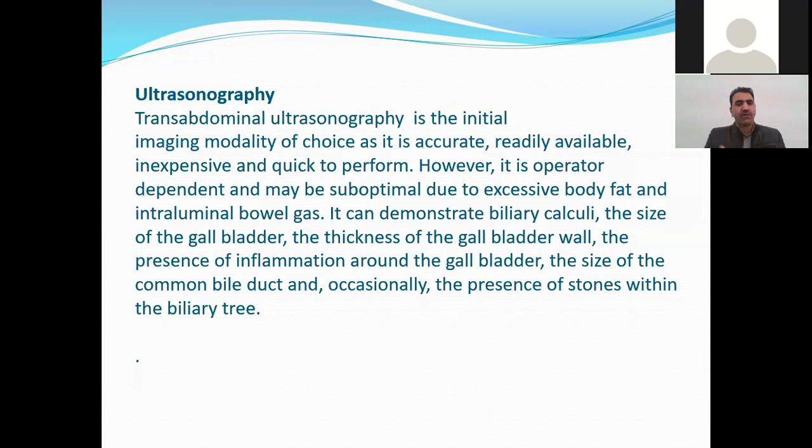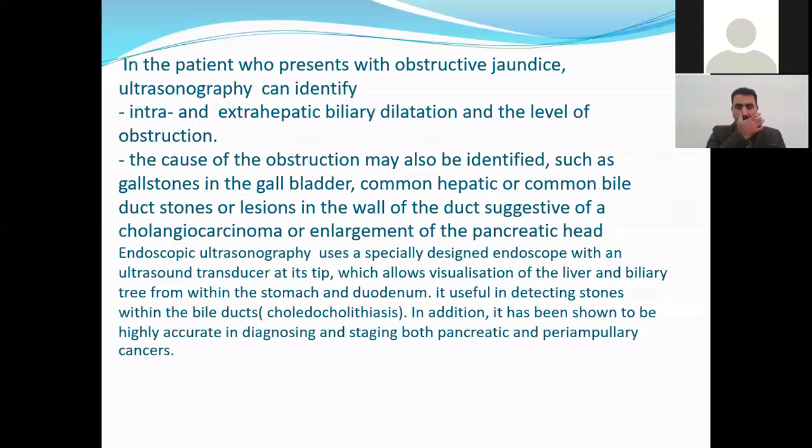The thickness of the gallbladder wall indicates inflammation, and it can show the presence of inflammation around the gallbladder, the size of the common bile duct, and occasionally the presence of stones within the biliary tree. Ultrasound can show stones within the biliary tree, especially in the supraduodenal portion of the common bile duct. In patients who present with obstructive jaundice, ultrasound can identify dilatation of the biliary tree, whether common hepatic or even intrahepatic.